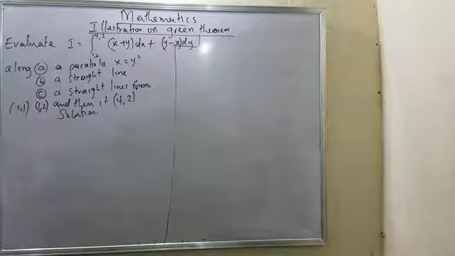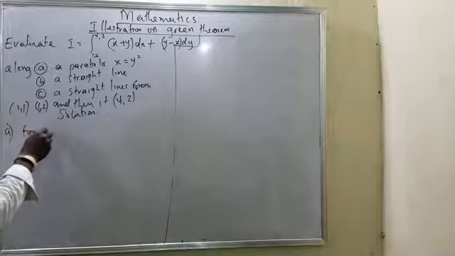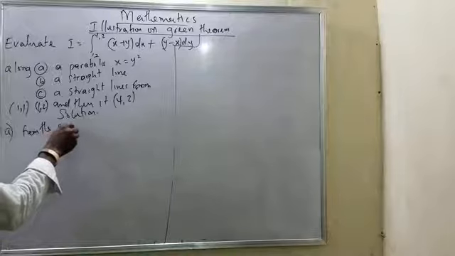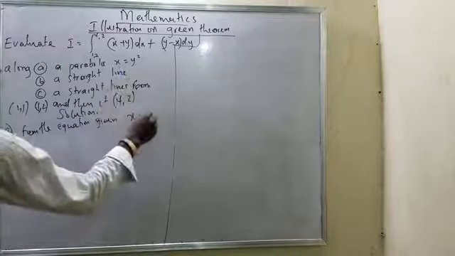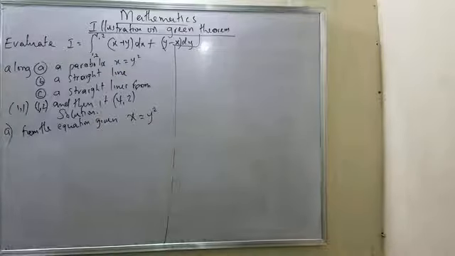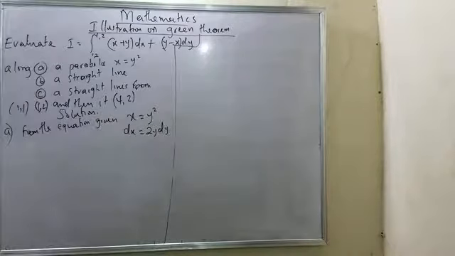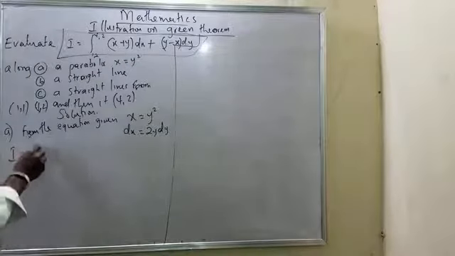The first thing is, I will start from here. From the given equation, x equals y squared. When my x is equal to y squared, it means my dx will be equal to 2y dy. Now, let's go to our information given at the back.